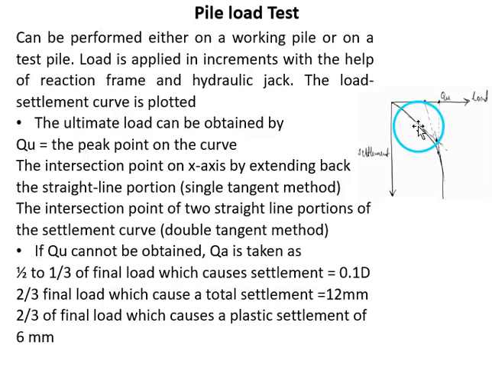If there are two straight line portions, then we have to extend both the straight line portions of the curve. Then from the intersection point, we have to draw a vertical. Wherever this vertical is intersecting the x-axis, that will be taken as the ultimate load carrying capacity of the pile.